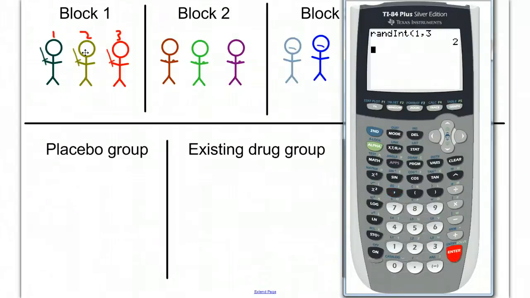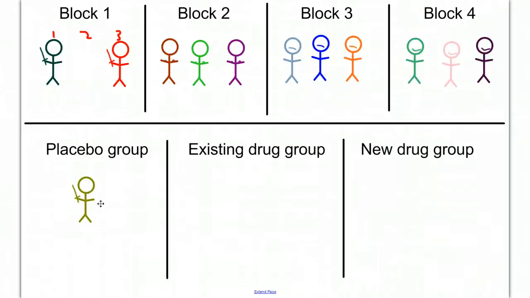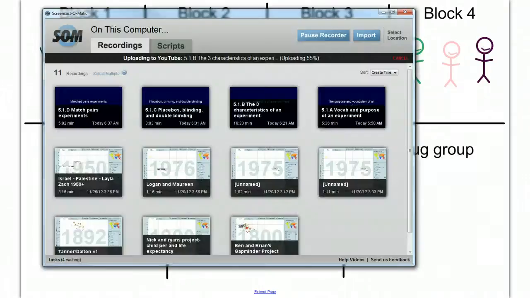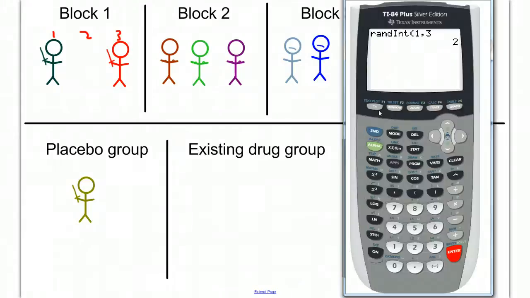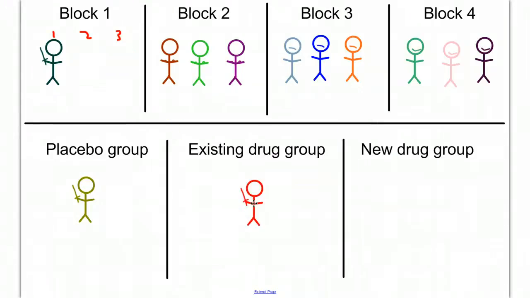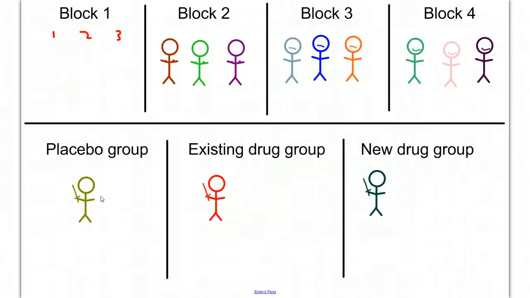And it says person 2 we chose. So we take person 2 and throw them into our placebo group. We still have 2 more groups to work with. We have our existing drugs and our new drug. So let's go ahead and do it again. Alright, person 3. So that leaves person 1 to be in our last group. So that's how we randomly assign the first one.